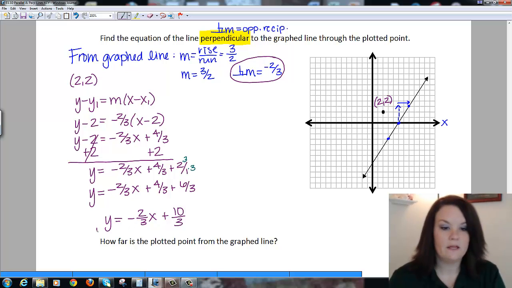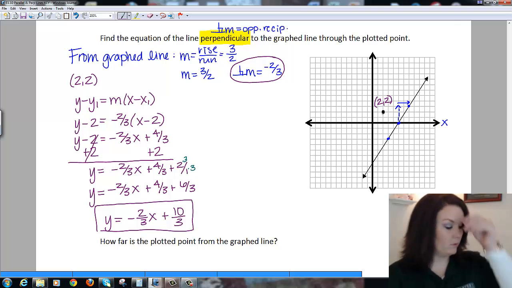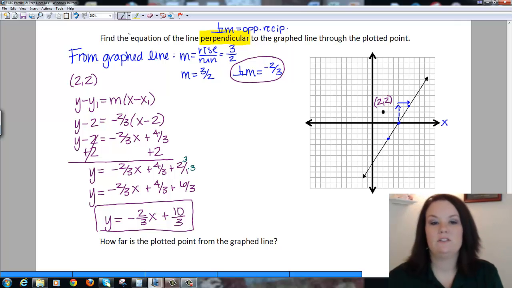Okay. So this is the equation of the line that is perpendicular to the line that's graphed and that goes through this point. So what I want to go ahead and do is I want to just go ahead and graph this line.